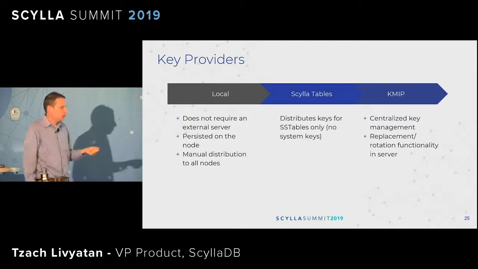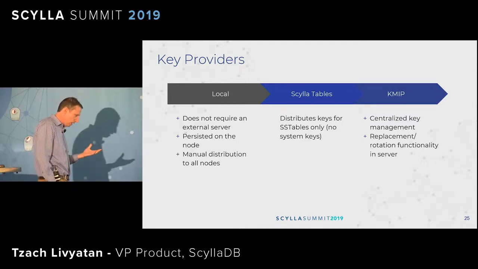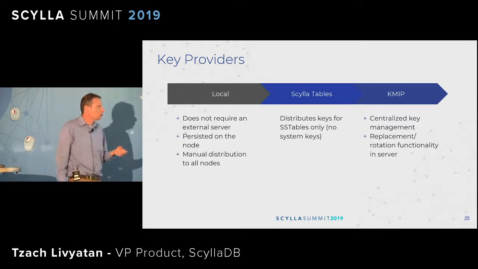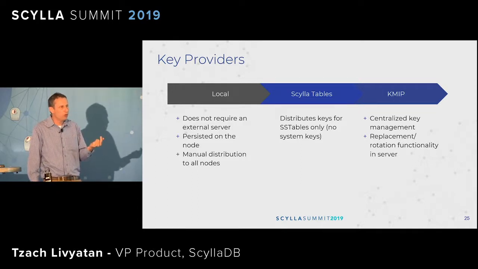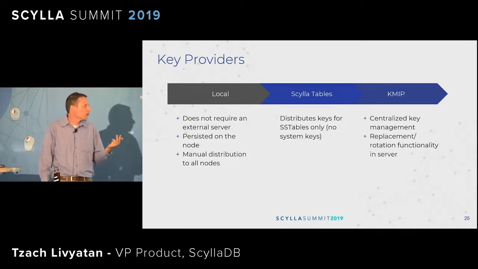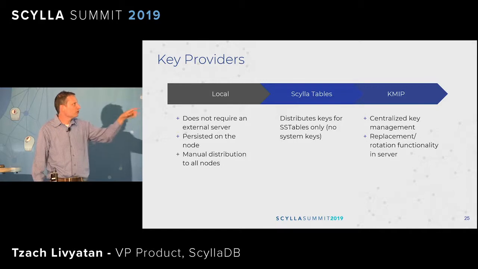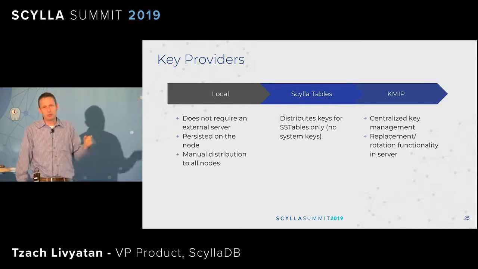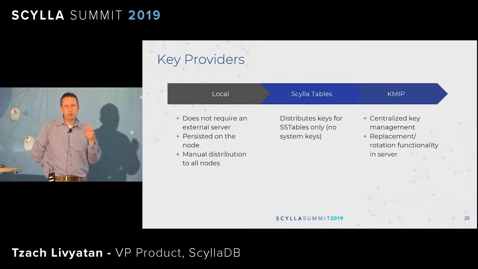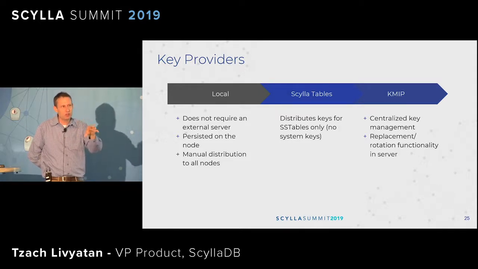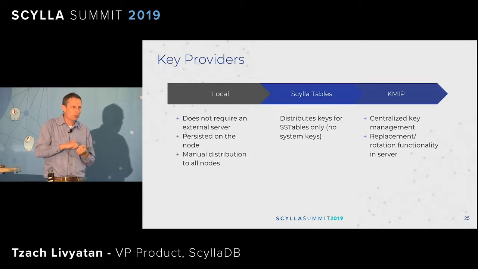In the upcoming version of Scylla, Scylla Enterprise 2019.1.3, will provide more providers. One of them is the KMIP protocol. KMIP is a standard protocol to exchange keys. So if you have a KMIP-compatible server in your organization, you can keep the keys there, and Scylla will read the keys from there over KMIP.